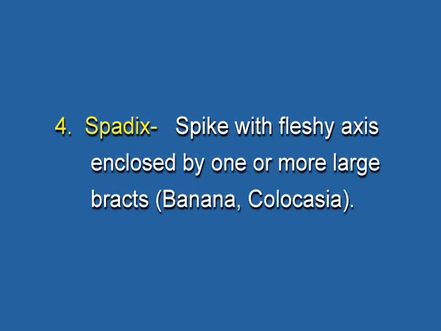Next inflorescence is the spadix. In spadix, spike with fleshy axis, that means which has stored food. It is enclosed by or it is surrounded by one or more large brackets. It is present in banana and colocasia.